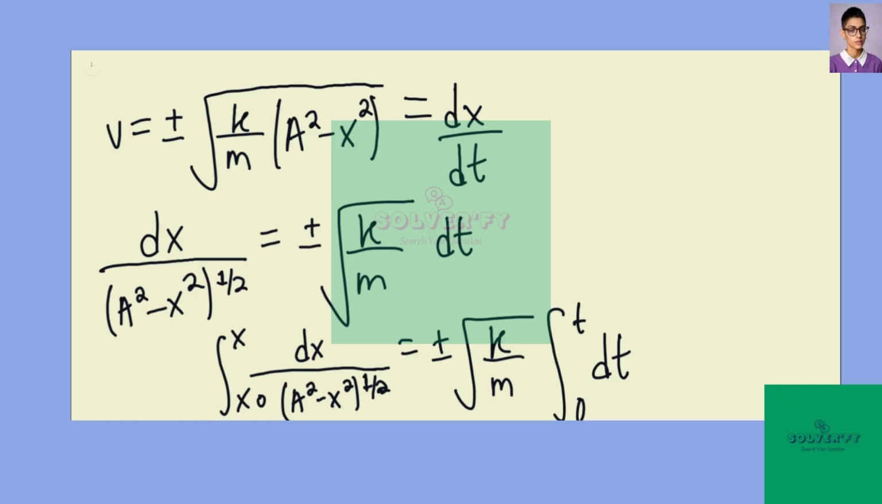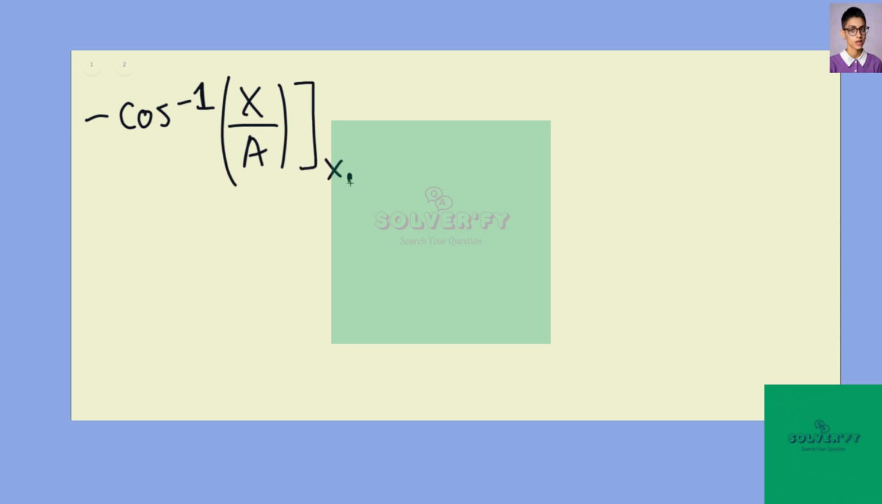We can actually evaluate at this point and say that negative arc cosine of x over a, evaluated at x naught and at x, is going to be equal to plus or minus the square root of k over m times t.